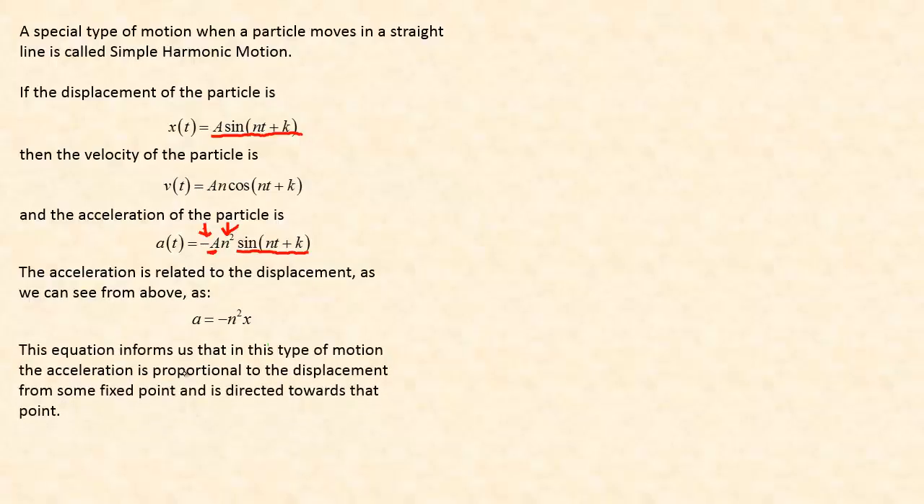This equation informs us that in this type of motion the acceleration is proportional to the displacement from some fixed point and is directed towards that point. And really importantly, if you're asked to prove a motion is simple harmonic, if you can get this expression, it proves it. Get that expression from a given displacement.